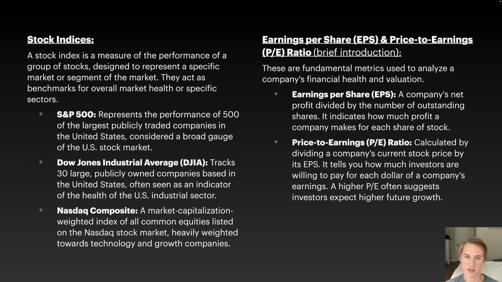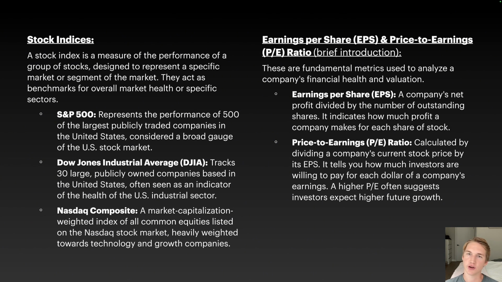The NASDAQ is going to be the tech index. It is a weighted index of all common equities listed on the NASDAQ stock market, heavily weighted towards tech and growth companies. So typically you'll see the Dow move the slowest, the S&P 500 move the second slowest, and the NASDAQ move the fastest, because the NASDAQ is where the tech is or where the growth is. And obviously, the past 25 years, it's been all about tech companies.